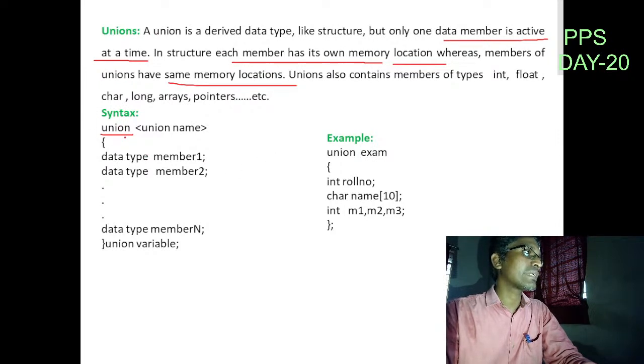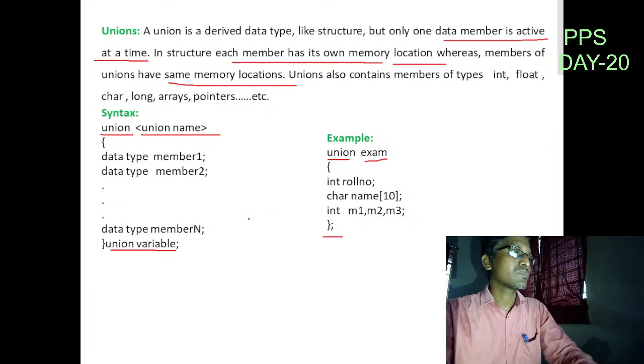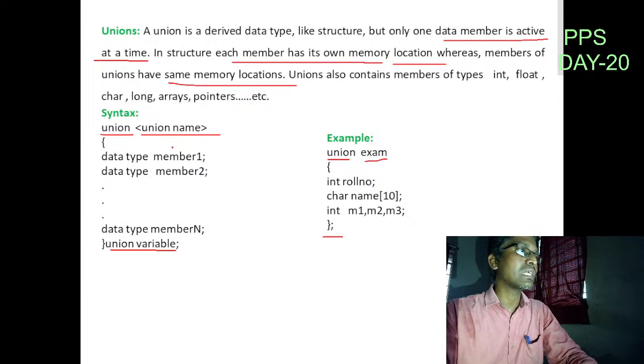The syntax of a union is the keyword union followed by the union name, then the union members, then the union variable, terminated by a semicolon. An example is union exam, which contains the union members roll number, name, and mid marks M1, M2 and M3, terminated by a semicolon. It is like a structure, but in a structure you use the struct keyword, whereas in a union you use the union keyword.